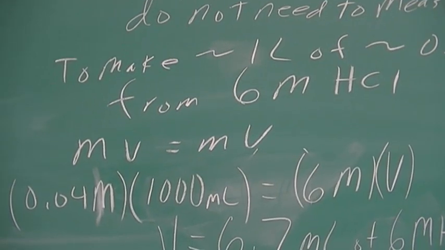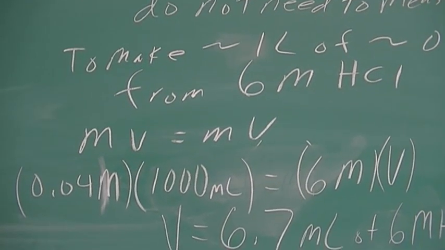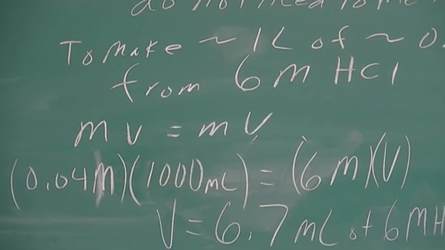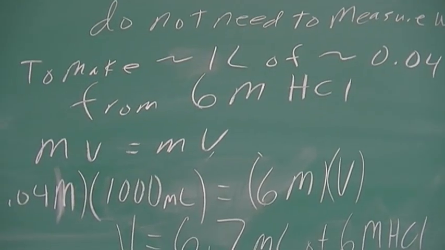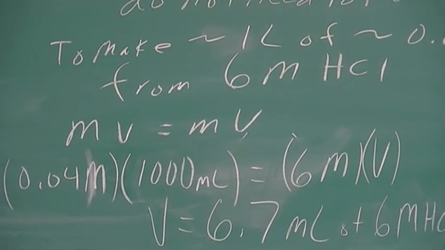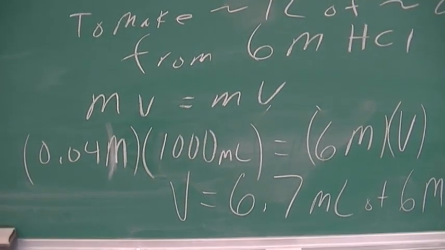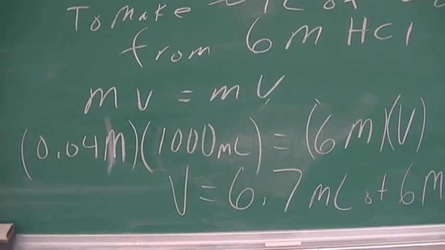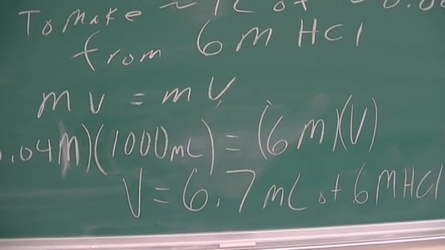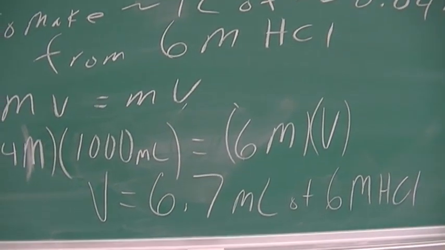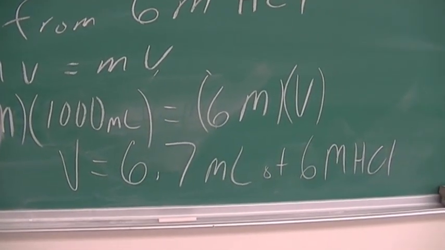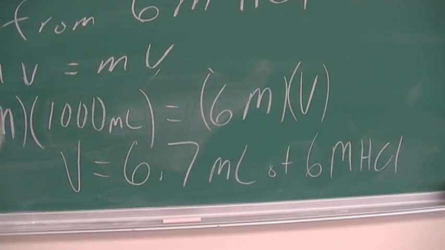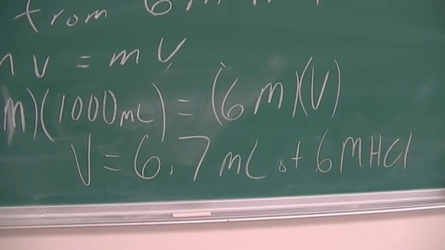All right. For the calculation for your HCl, again, it's a dilution. We're going to make 1 liter of 0.04 molar from 6 molar HCl. So again, the dilution equation, MV is equal to MV. This time we want to make 0.04 molar. We want to make 1 liter again, which I've converted to 1,000 milliliters, from 6 molar HCl. Divide both sides by 6 and you get the volume is 6.7 mils of 6 molar HCl. We add that to a bottle and then we fill it with deionized water. So I will show you this setup.